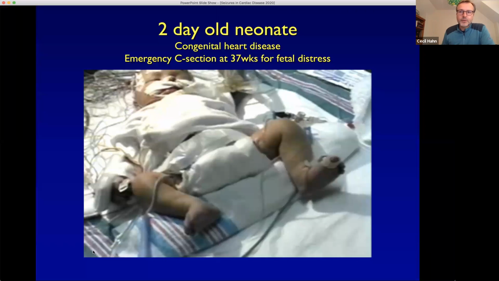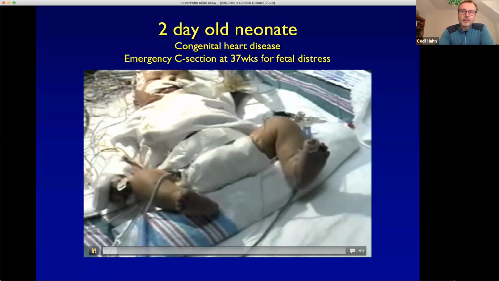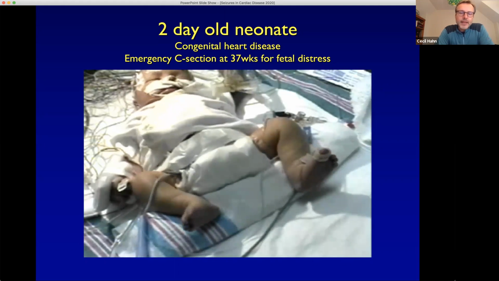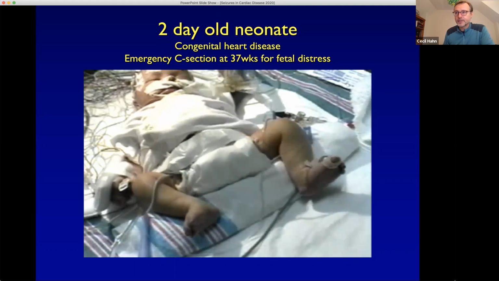Just play it again so you can watch it, okay? See, jerk, jerk, jerk. And it's mostly in that right foot. And it lasts maybe 5 or 10 seconds. There's a little movement there in the left foot as well, but I'm not sure. It's certainly not as rhythmic as the movement in the right foot.